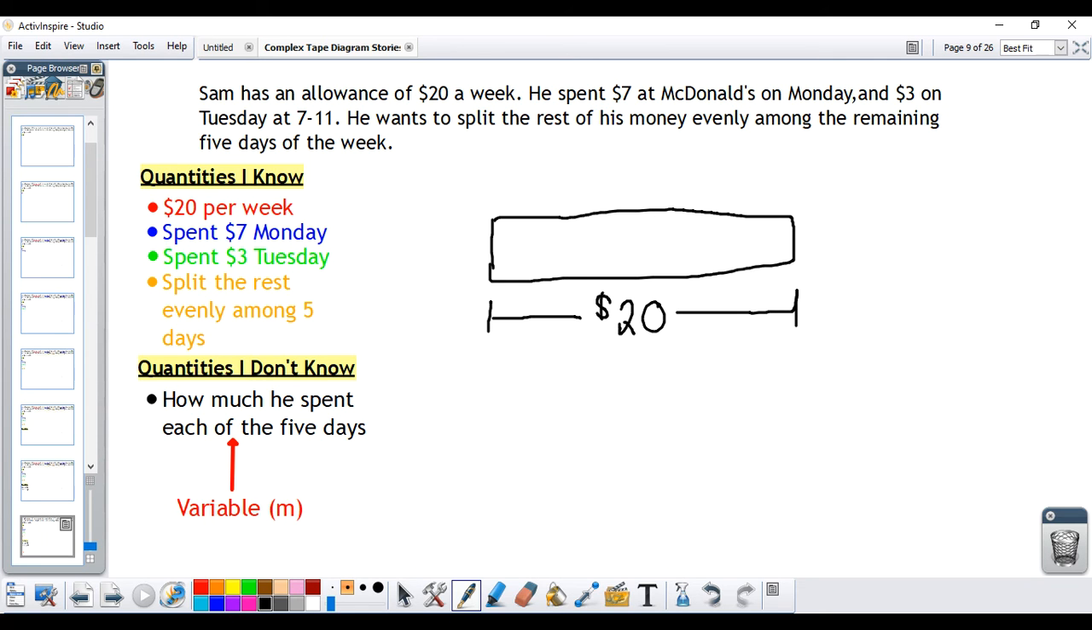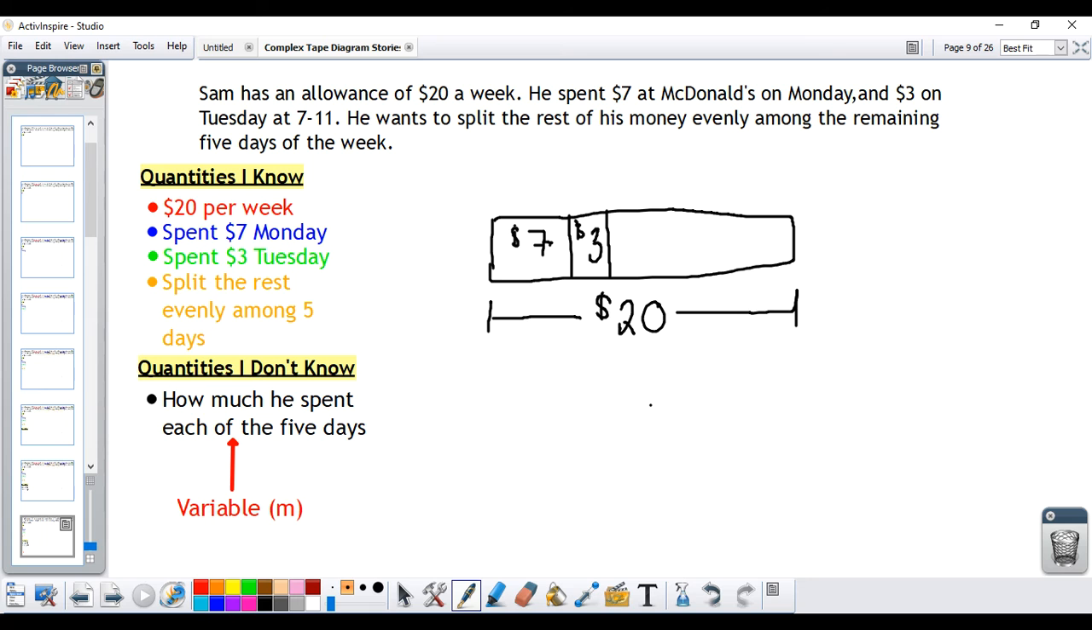Now, I know that he spent $7 on Monday, so I'm going to take part of my tape diagram and make that much stand for $7. And I know that he spent some money on Tuesday. He spent $3, so I'm going to take that much and make it stand for $3. Now, notice that I made the 7 and the 3 different sizes because 3 is a little bit smaller than $7. It's a little bit less, so it should be a smaller box.